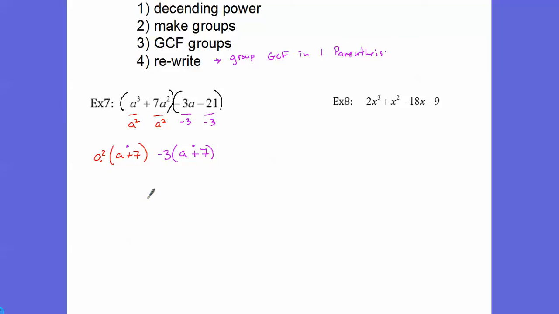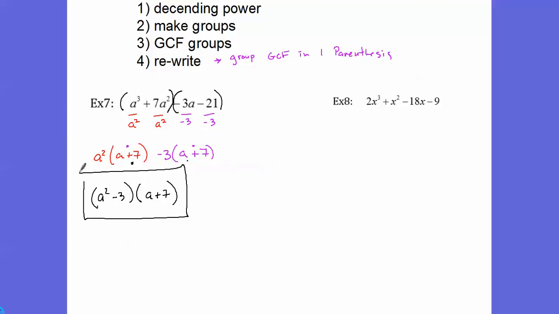So I'm going to take ESIS. I misspelled that. ESIS. I'm going to take my two GCFs, my A squared minus the 3. Box them. Notice that these are identical again. I'm going to just write it here as A plus 7, and we are finished.